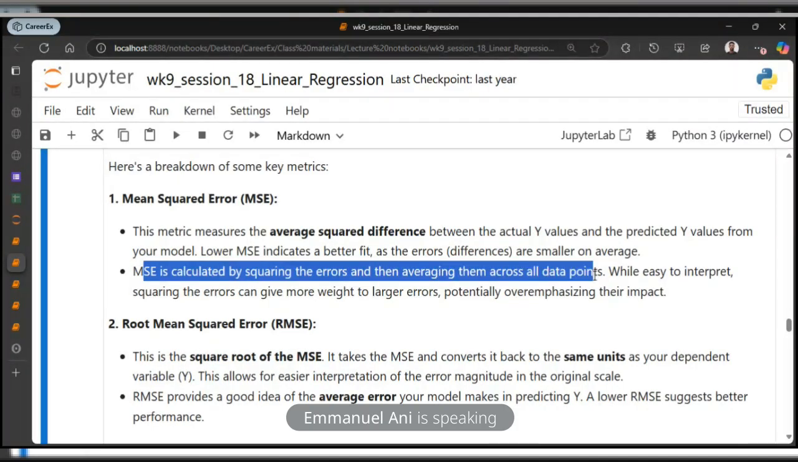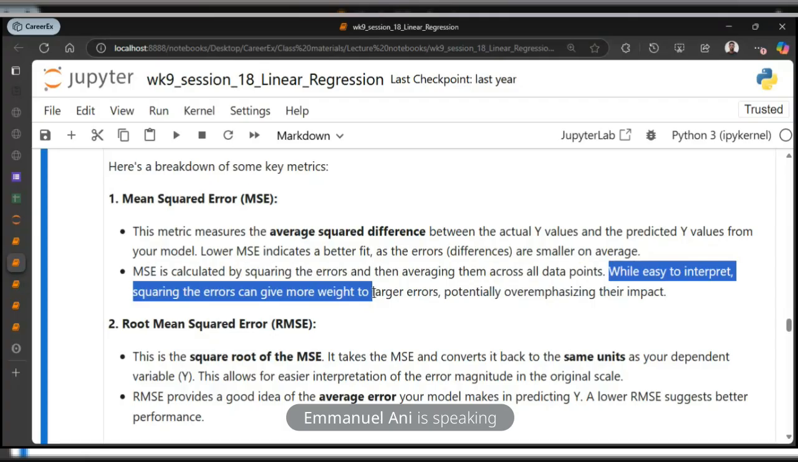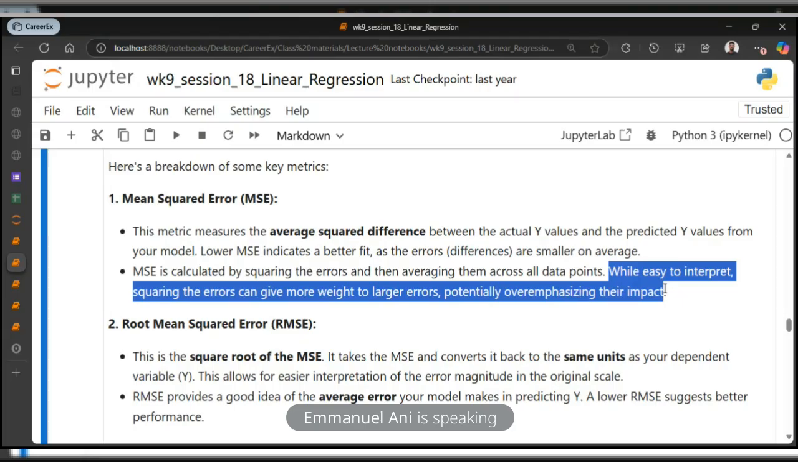This is just what I just explained now. All right. While easy to interpret, squaring the errors can give more weight to larger errors, potentially overemphasizing their impact. So you can see we have different errors here. Some of the errors are useful in certain cases, while some would not really give you the best overlook on your model performance. So you have to understand when and where to use each error. I'm just going to go over all of them and point out the pros and cons.